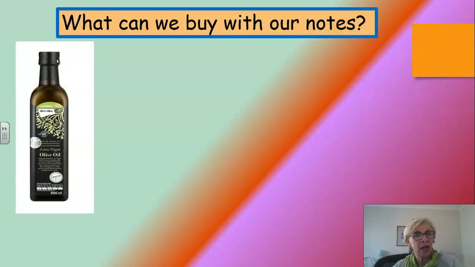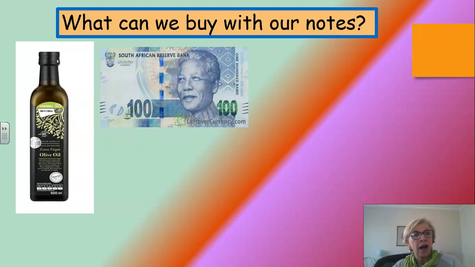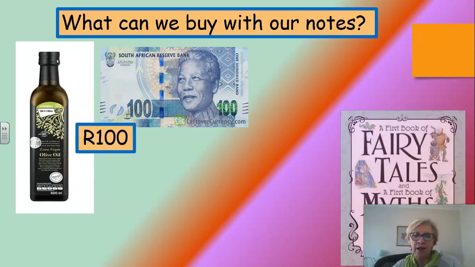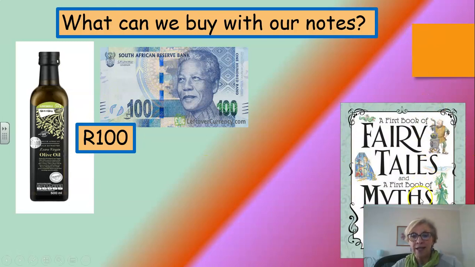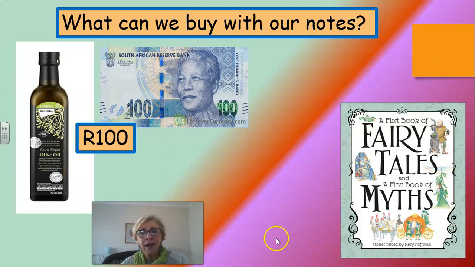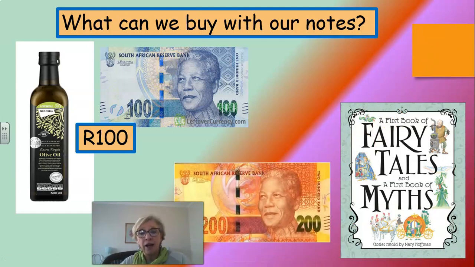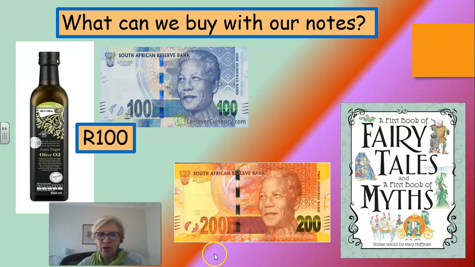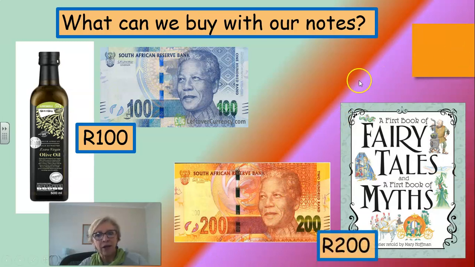And we haven't finished yet, have we? Because we have got 100 rand and 200 rand notes. Well, a bottle of olive oil will cost you approximately 100 rand, all depending on what make it is and what specials are on at the time. And olive oil is quite expensive, so I often look for specials when I buy my olive oil. Then a fairy tale book or any book pretty much will cost you about 200 rand, all depending on the book, of course. And of course, if it's a second-hand book, we can obviously get it cheaper. But that's about what you can buy with our money, grade 3s.